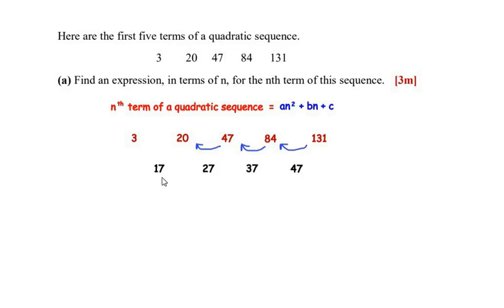Now we can see that the differences are not same. So let us take the common difference for this sequence generated. So we get 27 minus 17 as 10. Now let us see 37 minus 27. This is also going to give us 10. Now 47 minus 37. This also gives us 10. So we can see that the differences generated are now same.